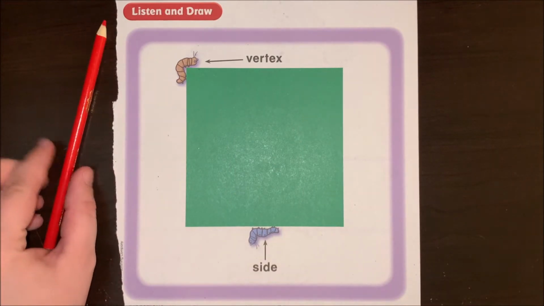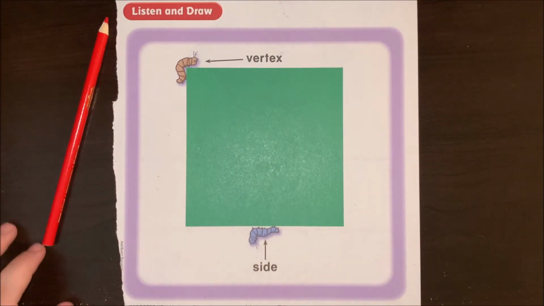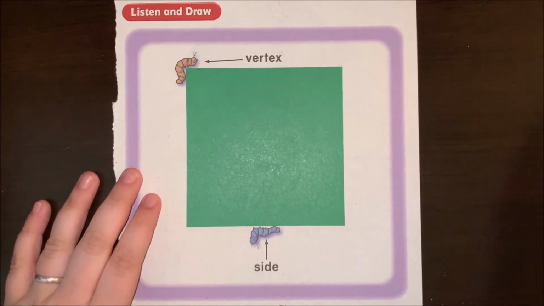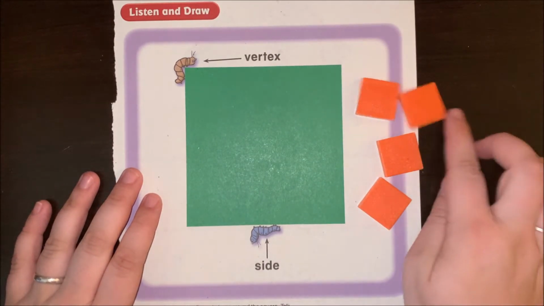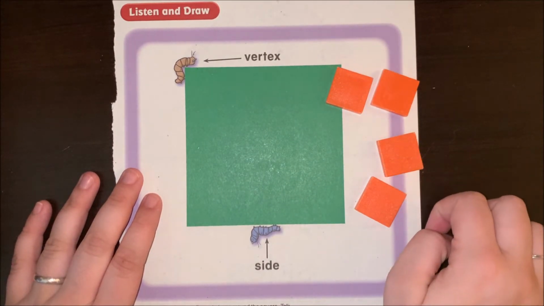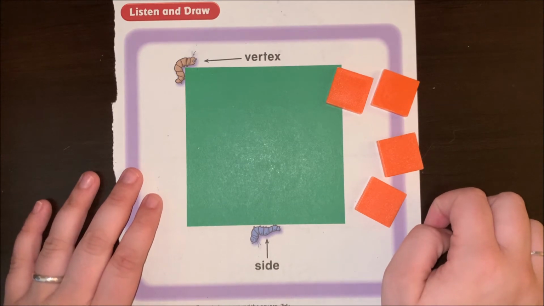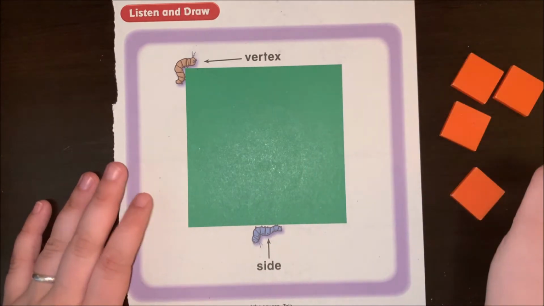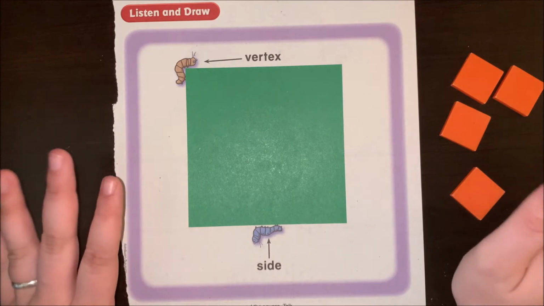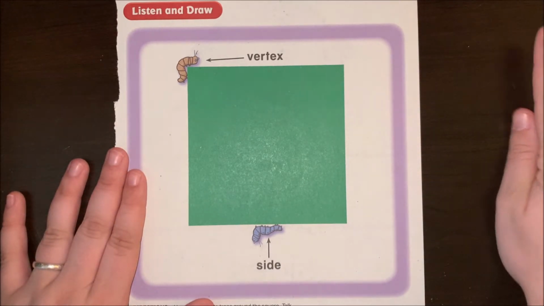So you're going to need your pencil and a crayon, and then you're going to need something to use as counters. Since we're talking about squares, I have these little squares to use as counters, but you can use whatever you have at your house, whether that be little cereals or Legos or whatever you have available to you is what you'll use for your counters.